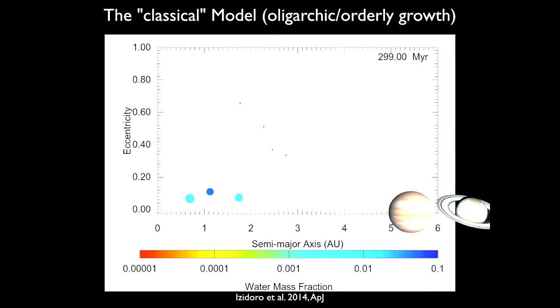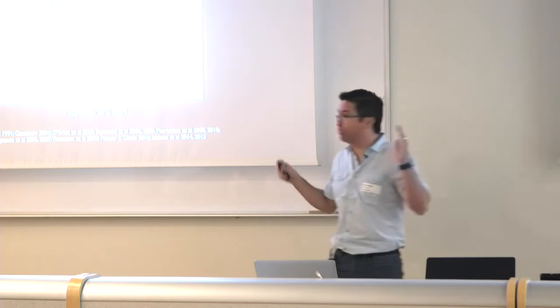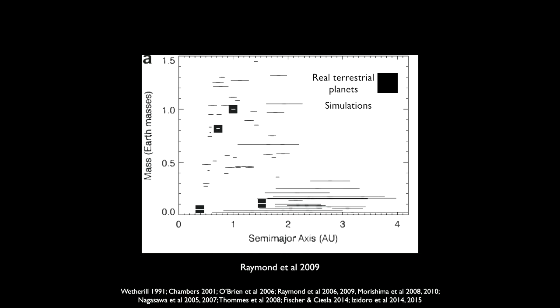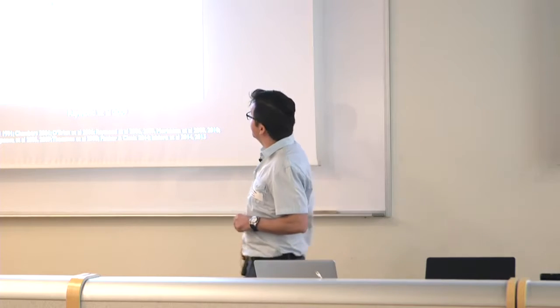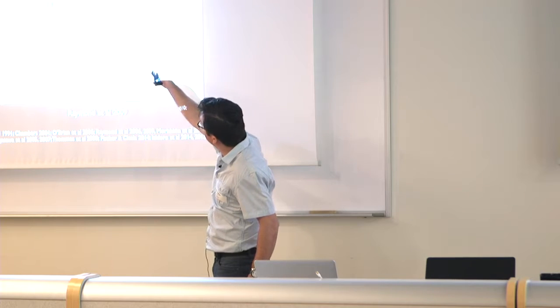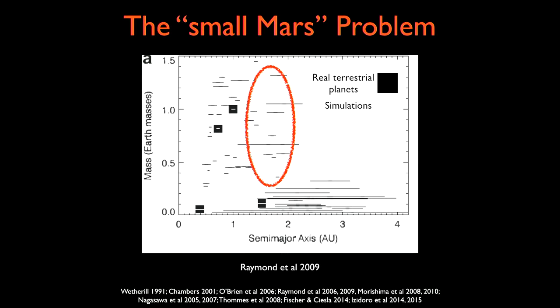So this is the typical outcome of the classical model of terrestrial planet formation. If you run many simulations like this and plot all of them together in a plot, that's what we got. Here we have the masses versus semi-major axis of a few simulations plotted together. You have the squares that represent the terrestrial planets and the circles that show the simulated planets. If you compare how the planets are formed around 1.5 AU, they are typically much larger than Mars. So that's what we call the small Mars problem of the classical scenario of terrestrial planet formation.